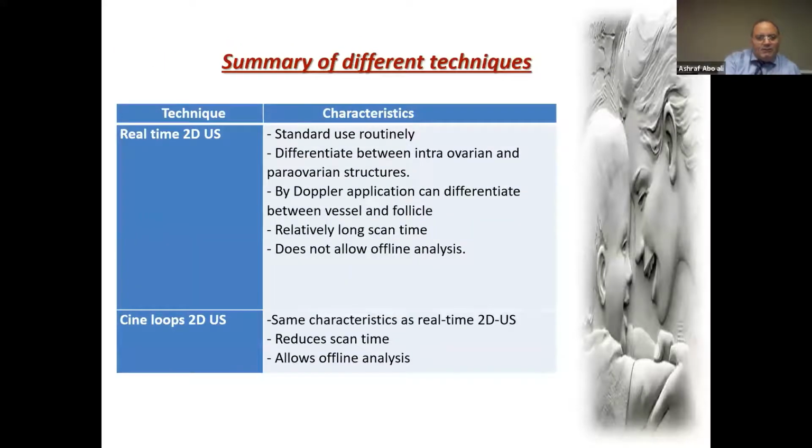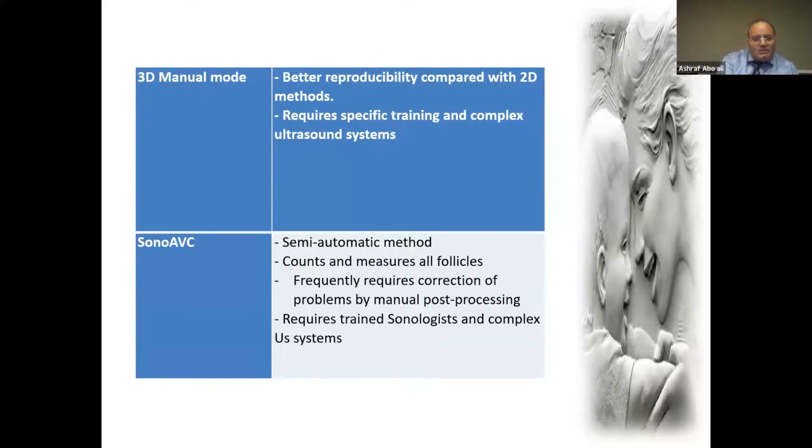So this is a summary comparing the methods present to see the antral follicle counts. Actually, real time may be the most common and maybe the standard to use. The cine loop has the same characteristics, but reduces the scan time and allows offline diagnosis. The 3D manual mode has better reproducibility compared with 2D ultrasound, requires specific training and complex ultrasound systems, and I don't think that it adds any difference.